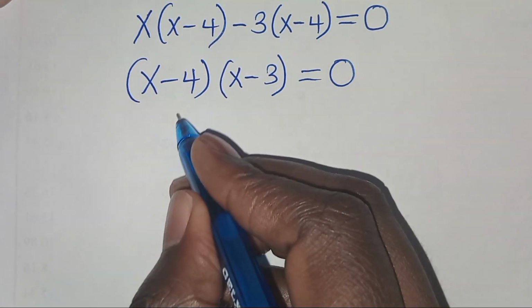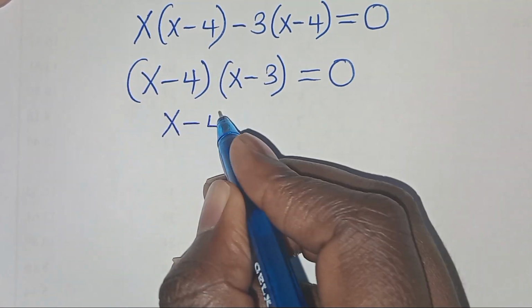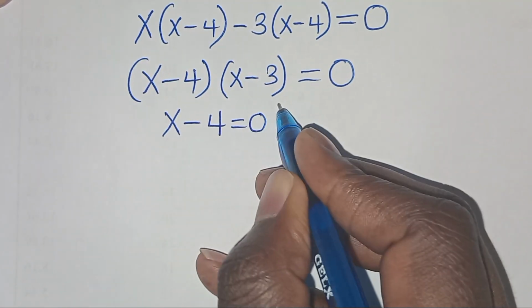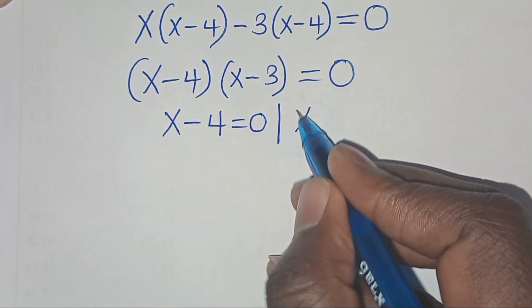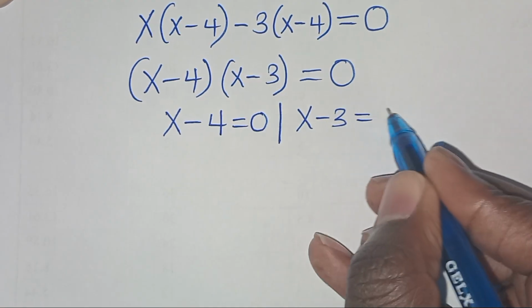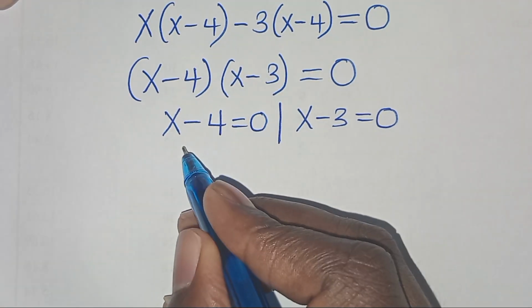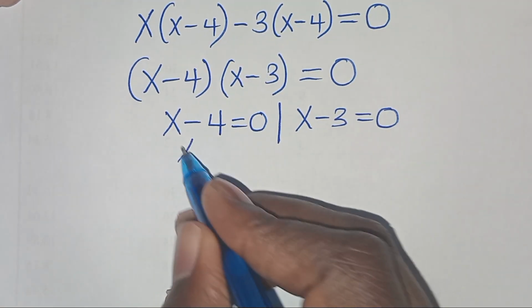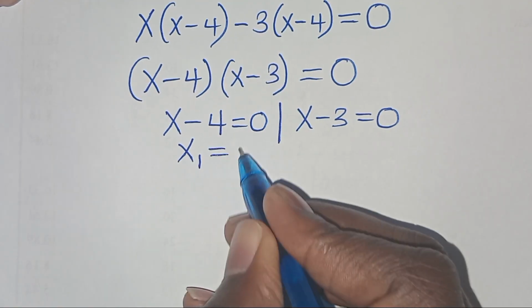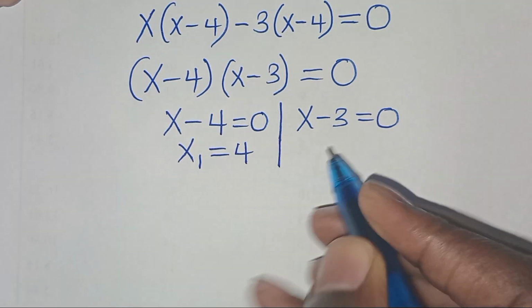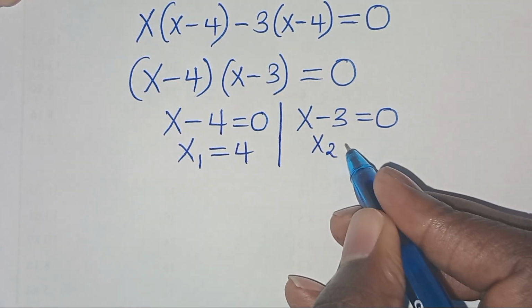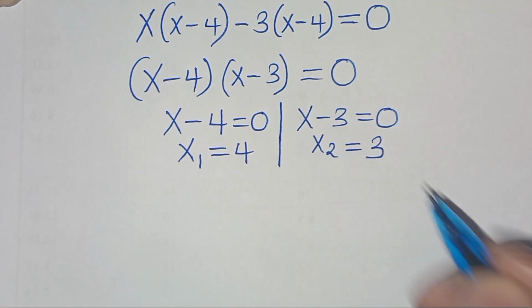So we have two parts here. The first part is x minus 4 equal to 0. The second part is x minus 3 equal to 0. So that now the first value of x, that is x1, is equal to 4. And we have that x2 here is equal to 3.